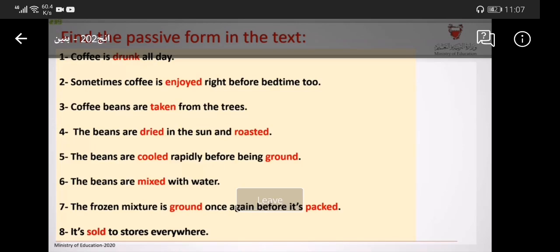The beans are cooled rapidly before being ground. The beans are mixed with water. The frozen mixture is ground once again before it's packed. It is sold to stores everywhere. I hope you have done really well on this task. Now let's move on to the next task.